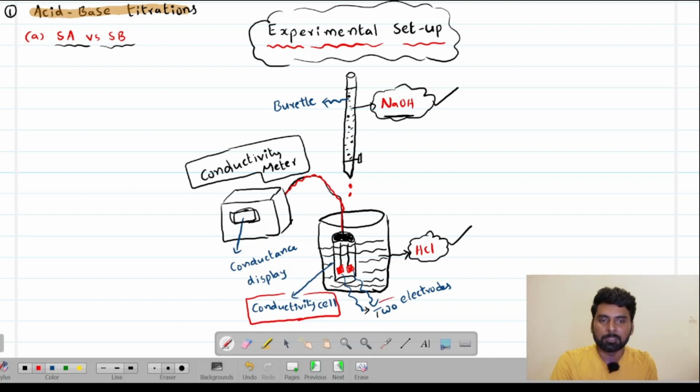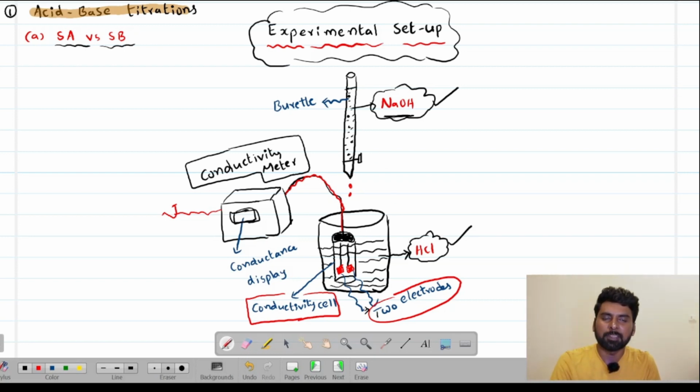So these are the 2 electrodes. We have to dip them in the solution, then we have to connect it. No doubt, there is another wire which we can plug into the socket, because we need a power supply to run this meter. So now this is the experimental setup. Now, I just fill the burette with NaOH, and inside the beaker I have pure HCl.